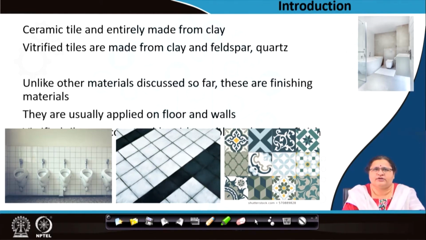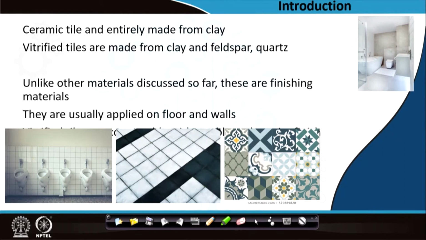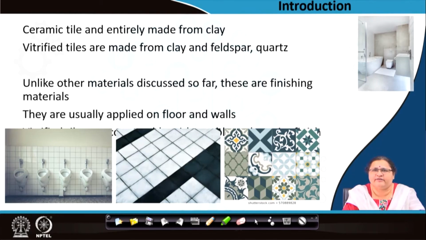silica. So, here you see there are two basic points written: ceramic tiles are entirely made of clay and sand. Vitrified tiles are made from clay, feldspar and quartz. So, this difference actually brings in a lot of difference in the two materials, and these are finished materials as I told.